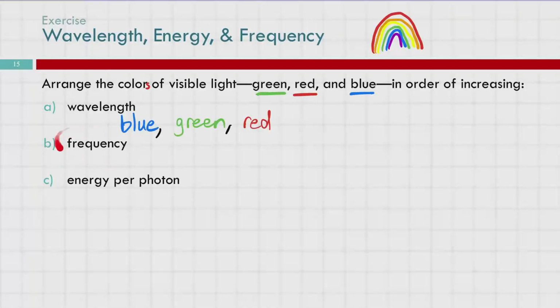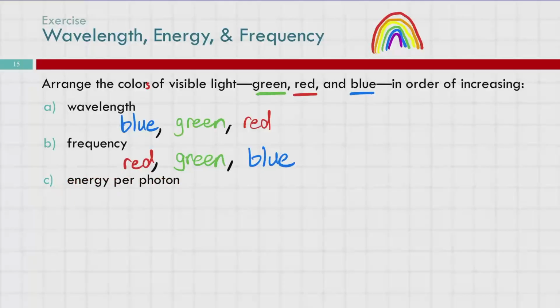And then for frequency, frequency is the opposite trend of wavelength, and so we just flip the order. That would be one way that we could come up with this. So we'd have red, we'd have green, we would have blue. Of these colors, blue has the highest frequency, red has the lowest frequency, green has the middlest frequency.